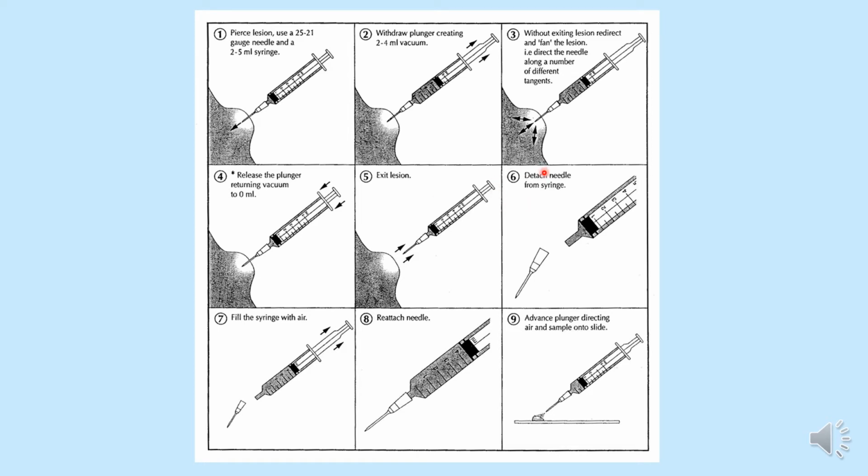The step after that, detach the needle from the syringe, right? Fill the syringe with air. This is the most important step, as I told you. If we go wrong over here, that means we forget to take out the needle and fill air into it. All the content that we have collected, the cellular content, will get stuck inside the syringe, and we will not be able to prepare the smear.